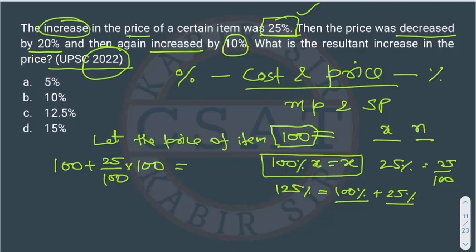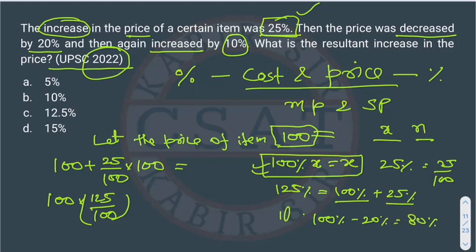So here in this question, what we can directly say is, we have assumed the price 100, so the price got increased by 25%. So we can directly write 125 upon 100, right? And then the price was decreased by 20%. So in percentage, if the price is getting reduced by 20%, as we discussed here, the 20% decrease can be written as 100% minus 20%, right? So this will be 80%. So here we are writing directly 80%.